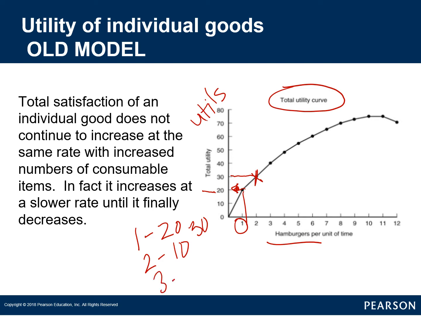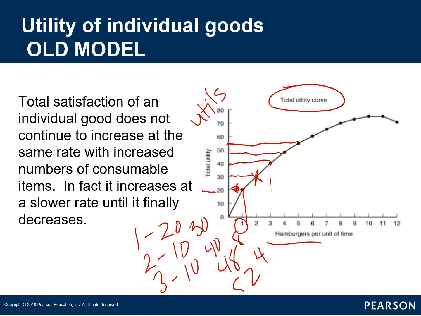The third one brought them satisfaction of up to 40, which is another 10. And we can see the next one is not a full 10. It's maybe at a 48. The next one maybe a 52. So we're decreasing in the amount of additional satisfaction that these hamburgers are giving us. The more hamburgers we eat, the less satisfaction an additional hamburger is going to get us.